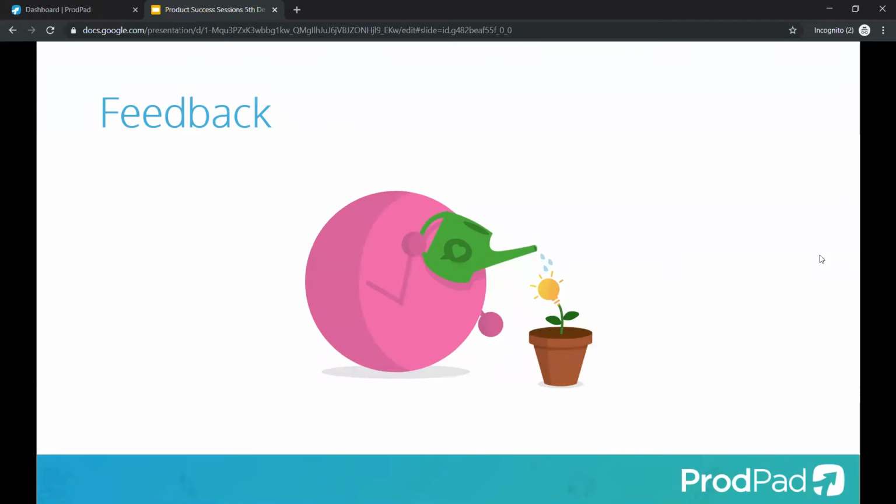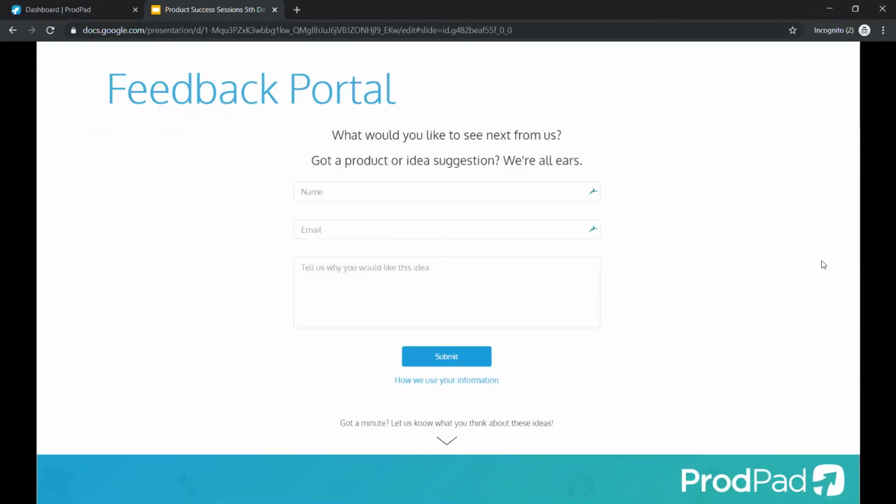Feedback is key because it helps you to understand the problems of your customers and your users. It helps you to grow the ideas within your backlog, so it makes prioritization and ideation a bit easier, and makes sure you're spending your time effectively to solve customer problems. A couple of ways ProdPad helps with getting effective feedback: we have a feedback portal that you can embed on a website or your app or add as a widget, and you can use the form to gather feedback directly from your users.